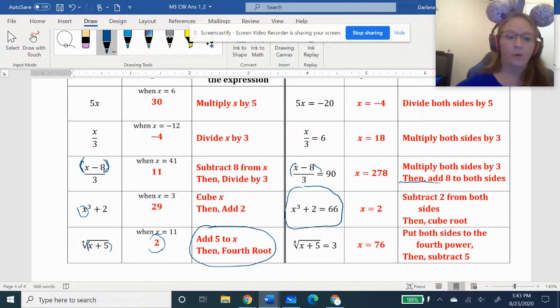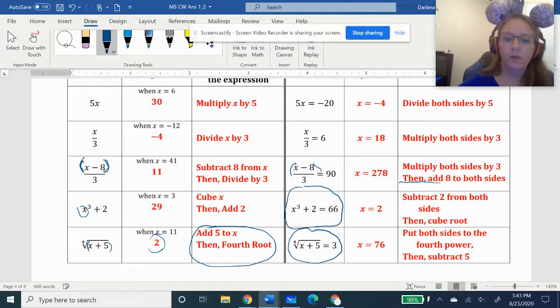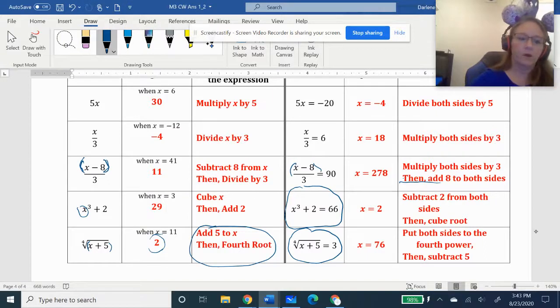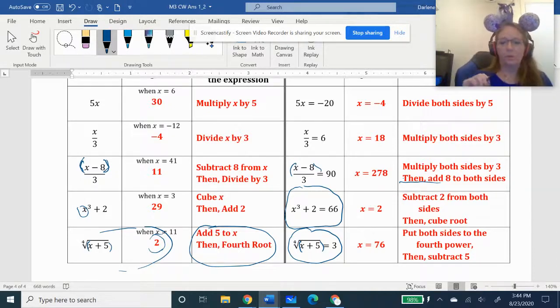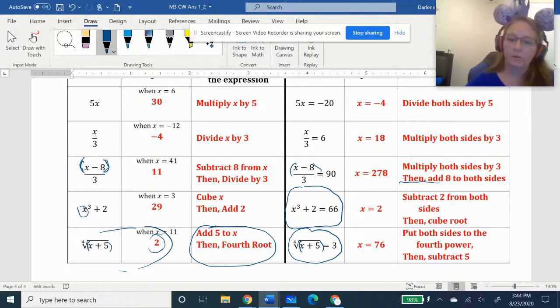Now, the fourth root of x plus 5 is an expression on one side of an equation. To solve that equation, you have to undo what is done to the x, instead of doing something to the x. So going backward, again, parentheses. The weaker operation is the fourth root. That has to be undone first. So put both sides to the fourth power, then subtract 5. And that will allow you to solve the equation and get x equals 76.